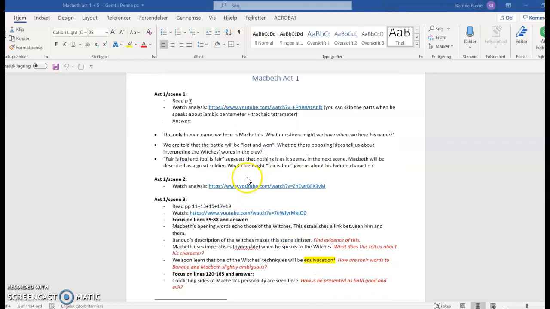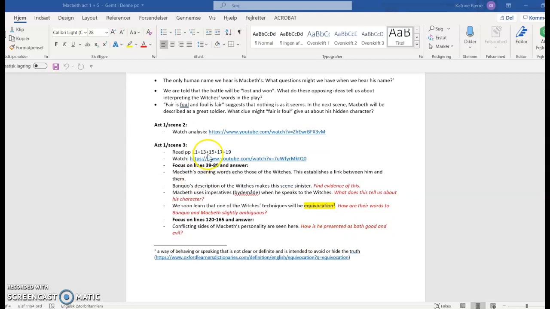Sometimes you can find the answer to the questions in the analysis, other times you have to look in the text. Some of the scenes, like scene 2, are not as important, so I just want you to watch the analysis. You don't have to read or answer any questions there. Other scenes are very important, such as scene 3. So you have to read it, watch the analysis, and answer questions.